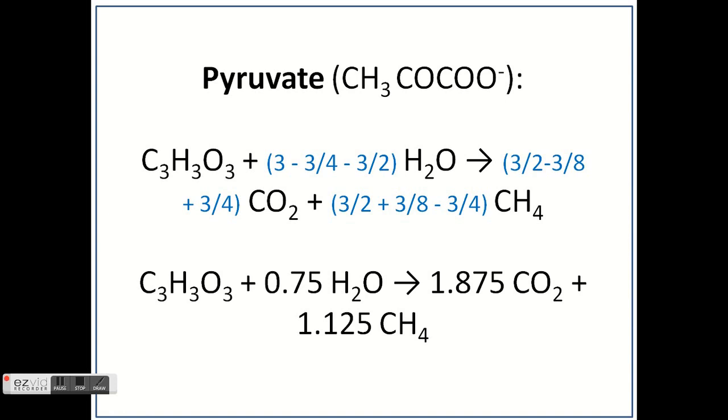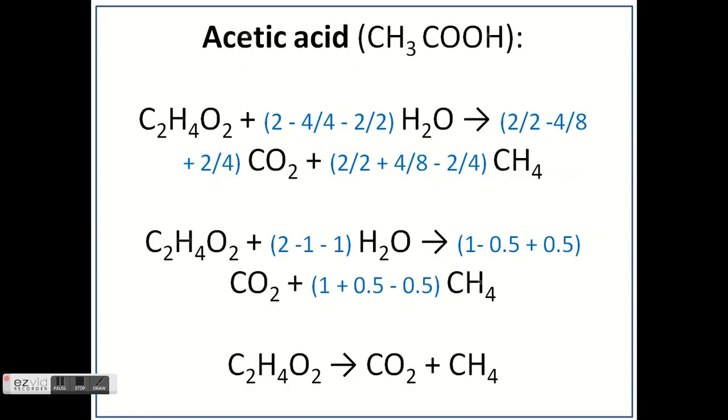1.125 moles of methane. In this case, we'll find out that water is necessary for this reaction, and that more carbon dioxide is produced than methane. So on a molar basis, 1 mole of pyruvate will produce more biogas volume, because it's 1.875 plus this, which will be 3 moles, so that's 3 times 22.4, which is more than 2 times 22.4, which is the case of acetic acid.